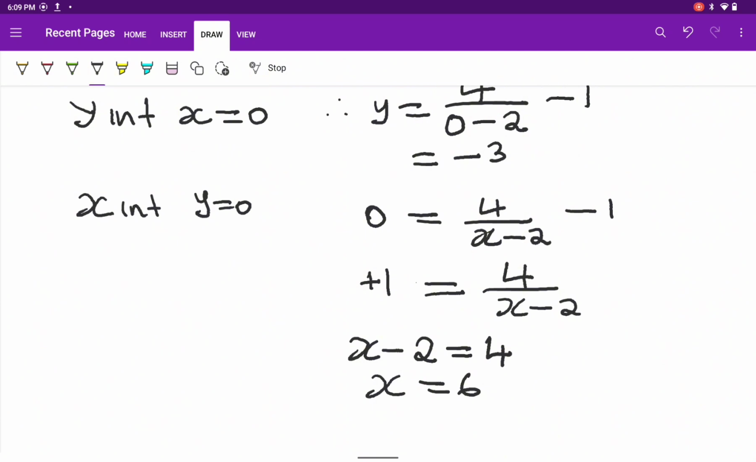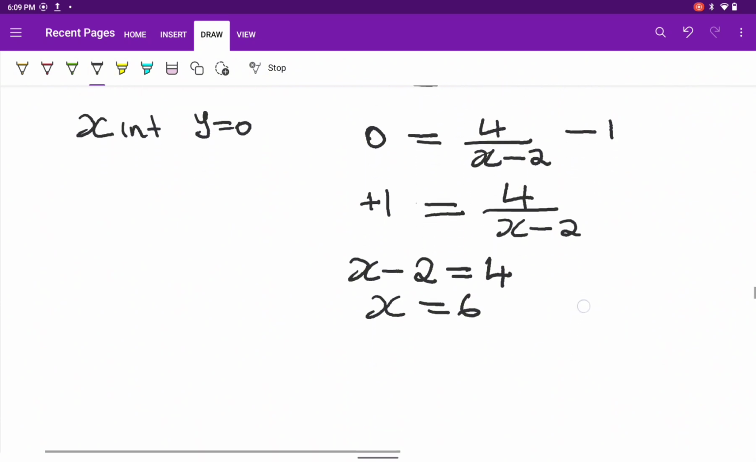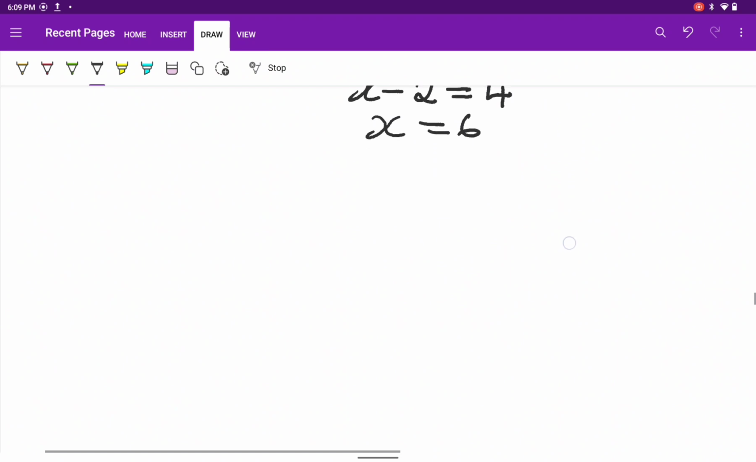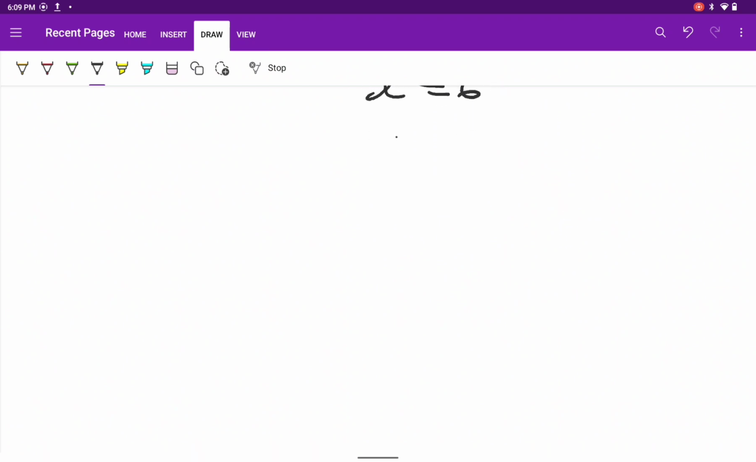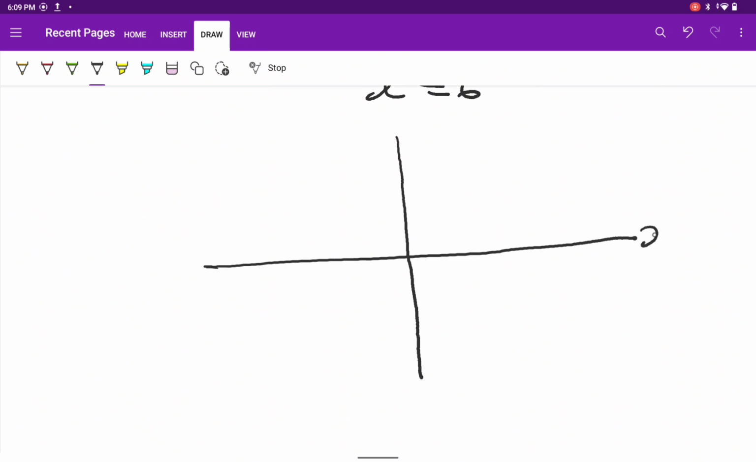Right, so now we are ready to draw our graph. Let's start with the axes. So this is the x-axis, this is the y-axis, so we have our 0 there. Right, and now we can go to our asymptotes.